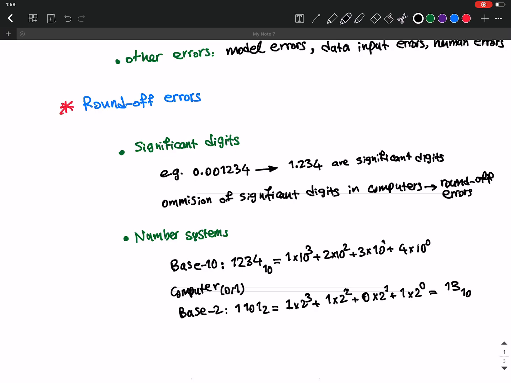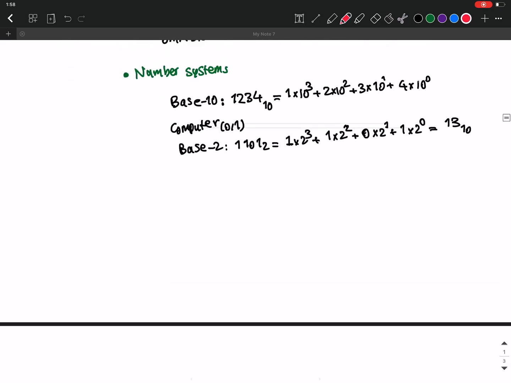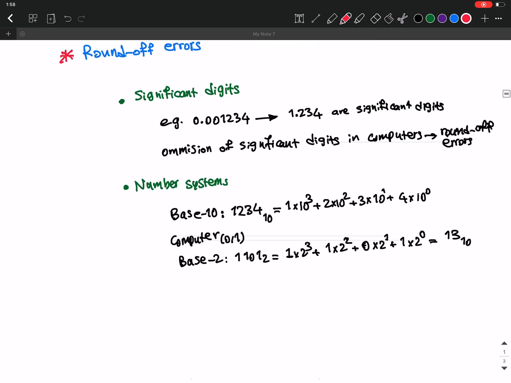Okay, and the other thing I want to talk about, so we talked about these round-off errors, and we're going to talk more about these number systems. Now the other thing is the representation of numbers in computers. Let's see the first one: integer representation. So the integer numbers, how they are represented in computers.